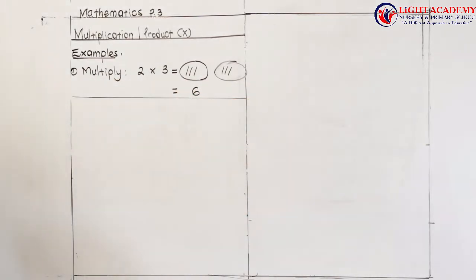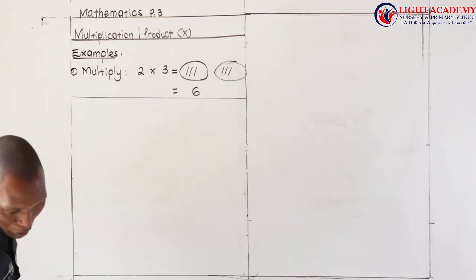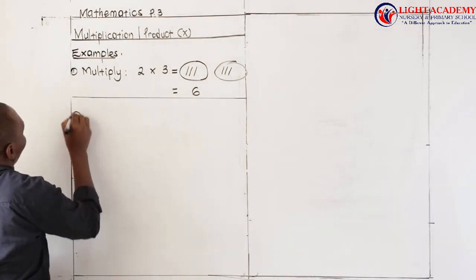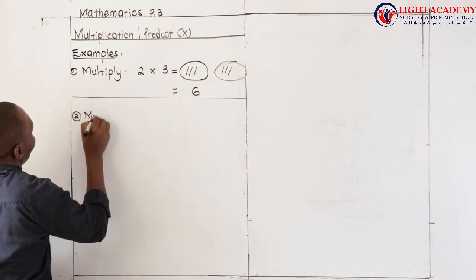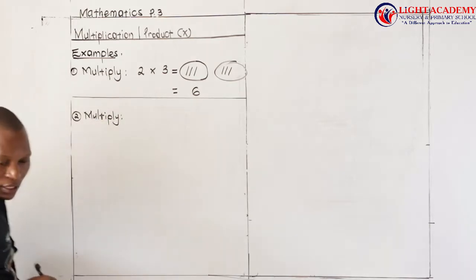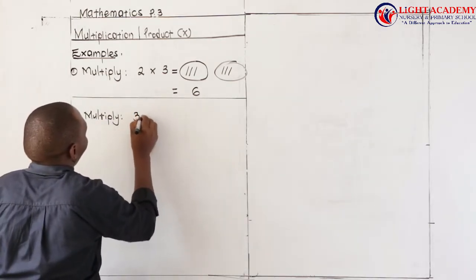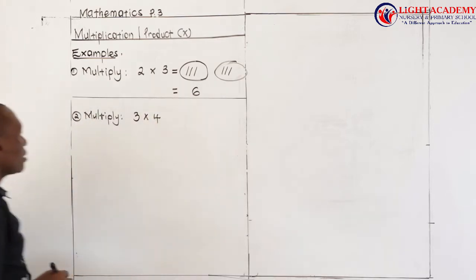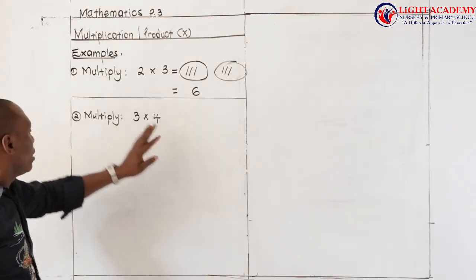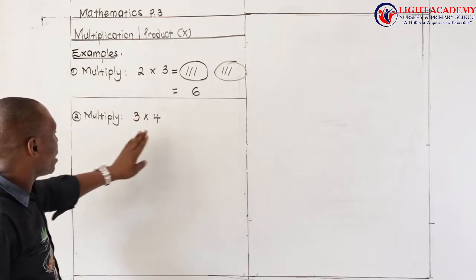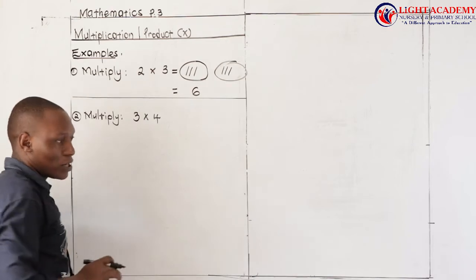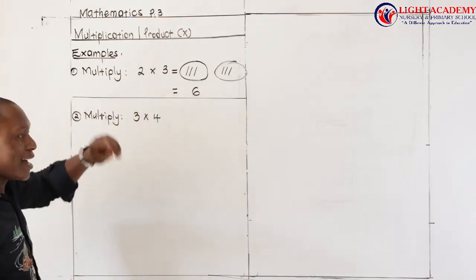We can also give another one, and see. For example, they can say 3 multiplied by 4. So at this level still, just like we said in Primary 2, we need to understand what this one means. It means I should have 3 groups, but in each group I must count 4 items. The first number talks about the groups, the second number talks about the items per group.